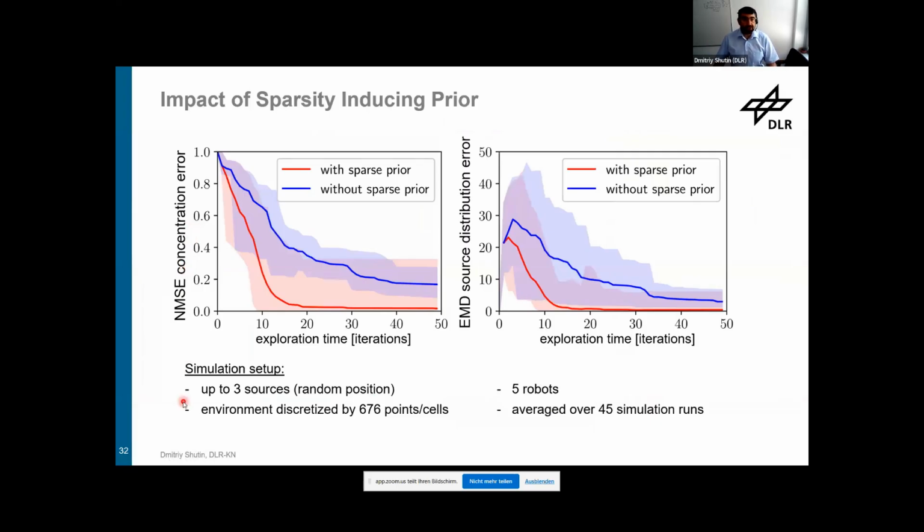If you do the simulations, you see that you are significantly faster if you utilize this assumption that your sources are sparse, that you have only a few sources, both in concentration error reconstruction, where you're significantly more accurate, but you're also more accurate in reconstructing the support. This EMD stands for Earth Mover's Distance, and this is a measure of how accurately your sources are reconstructed. And you see that you are significantly better and faster in both of these metrics.